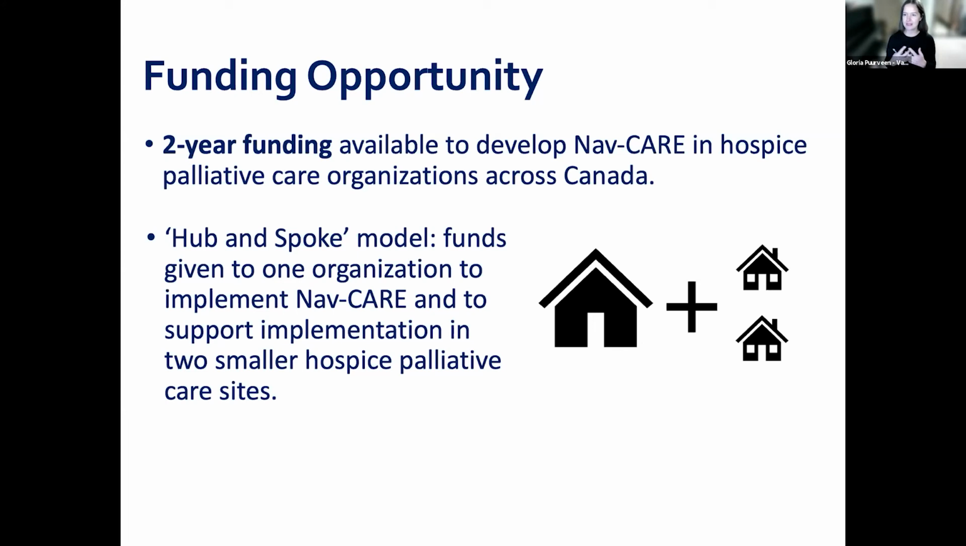So what that means is the funds are going to go to one organization or a primary organization to implement Nav-CARE in their organization and to support two smaller hospice palliative care sites. So for example, Hope in Grand Prairie, she receives the funds to implement in Grand Prairie Palliative Society, and she's supporting two very small organizations in Westlock and Spirit River to develop Nav-CARE there as well. And those two organizations are geographically far away from you. And yeah, so that's how that hub and spoke model works.